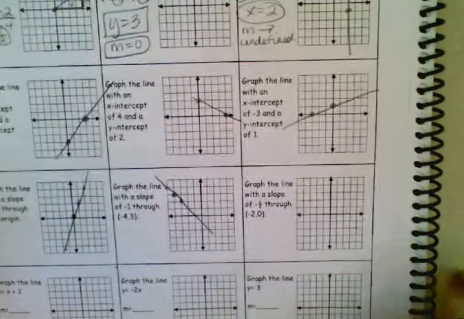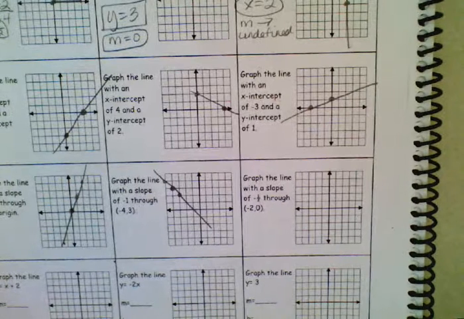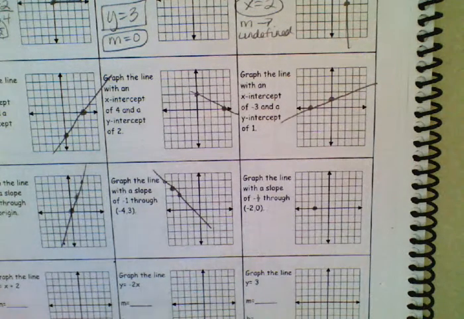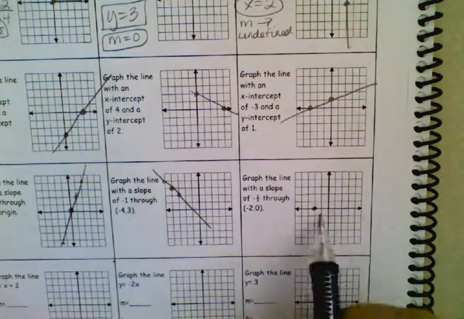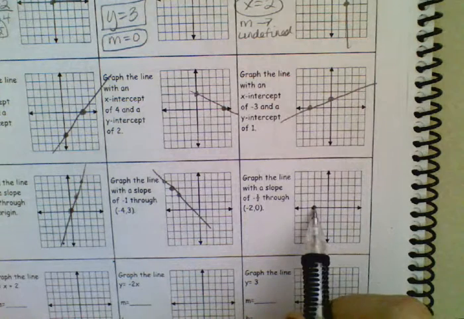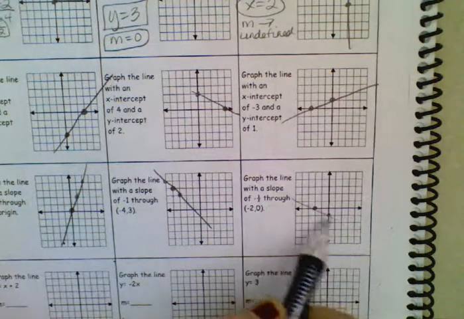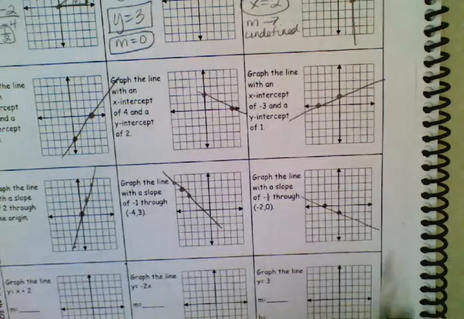Natalia, graph the line with a slope of -1/2 through -2, 0. So where is -2, 0? To the left 2, good. Is my line going to go uphill or downhill? Downhill, so from that point I go down 1 over 2. Beautiful. Good. Okay, last row.